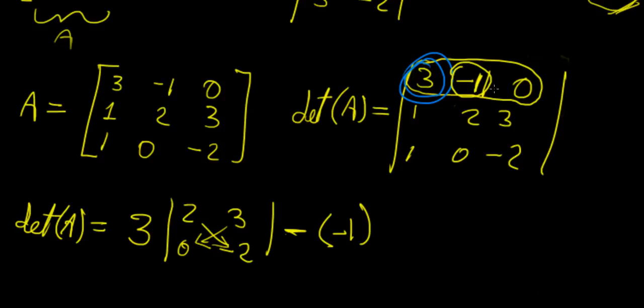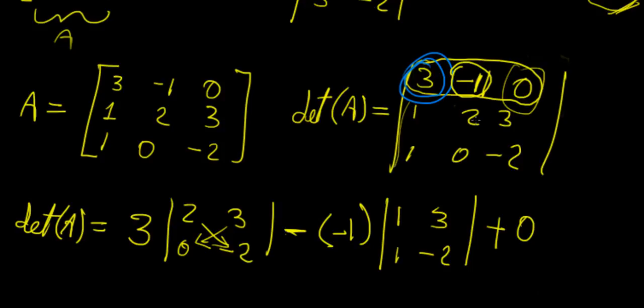So minus 1. Now the determinant here is going to be the elements that are not included in this column. So that's going to be 1 and minus 2. So 1, 3, and 1 and minus 2. And then finally for the third element, we're going to block this column and this row, and we're going to get the determinant of this. So basically we're multiplying this by the determinant of these 4 elements. So that's going to be 1, 2, 1, 0.